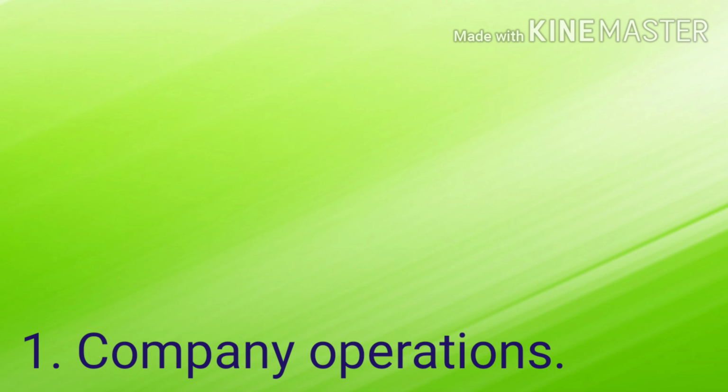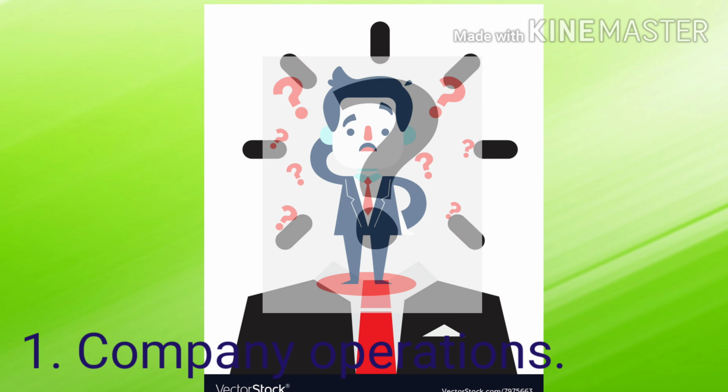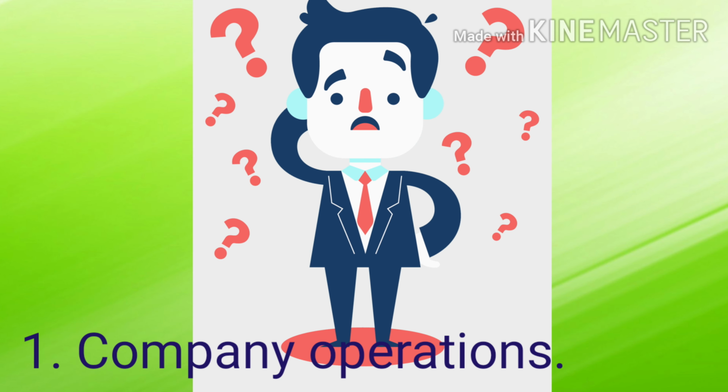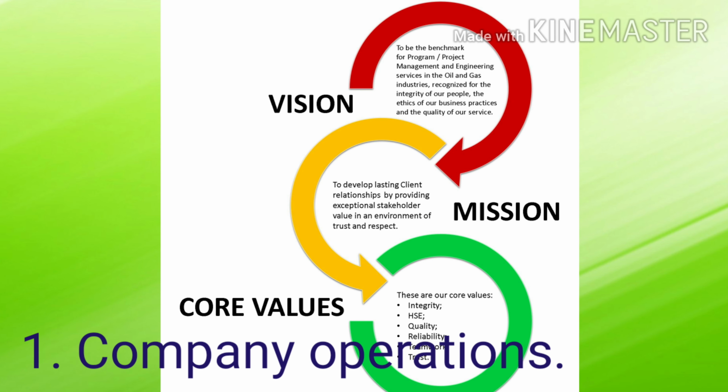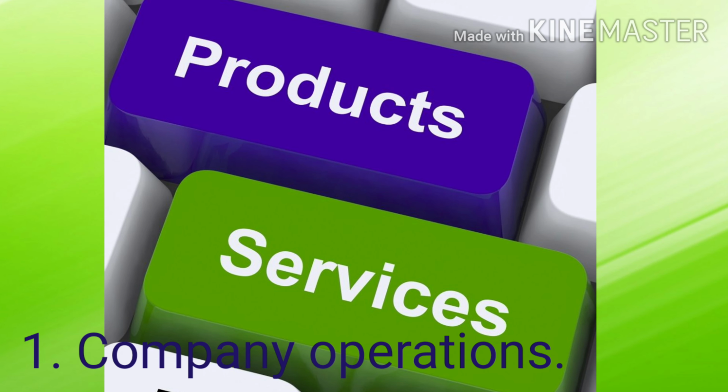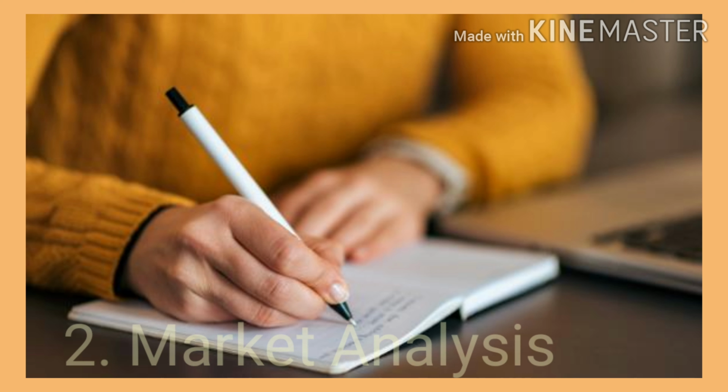First is the company operations. This section of your business plan should answer the questions: who are you and why do you exist? Important components include your company's history, mission and vision, legal structure, leadership, and products or services. Second is the market analysis.